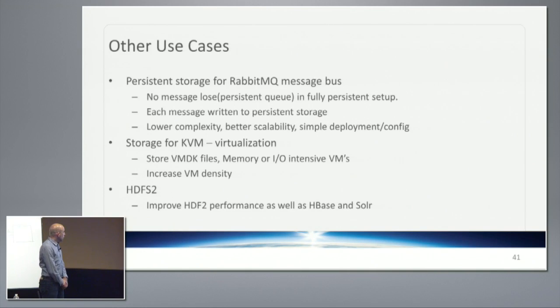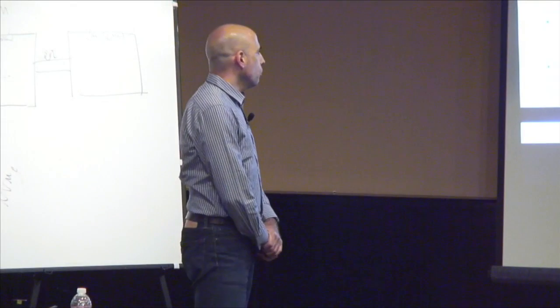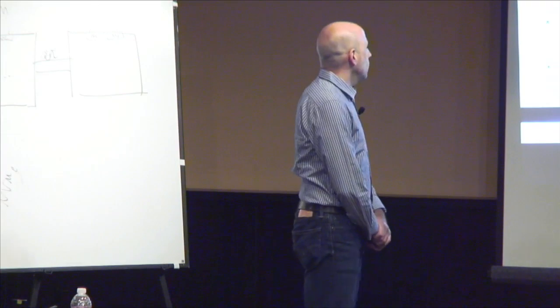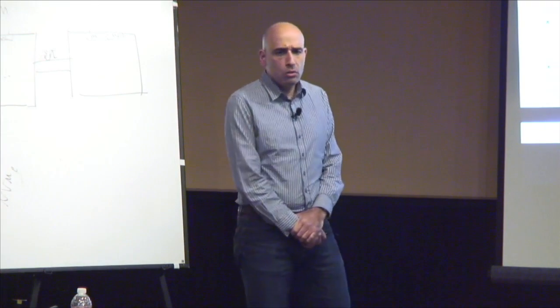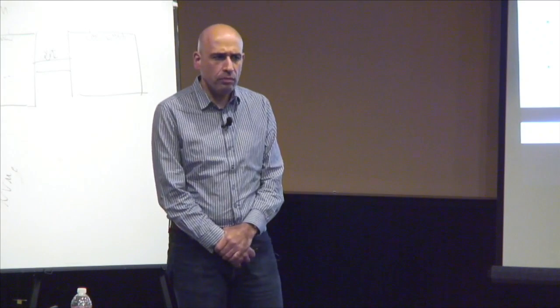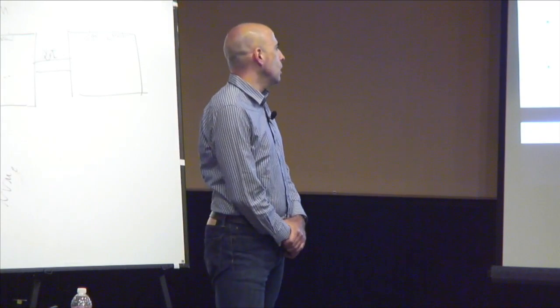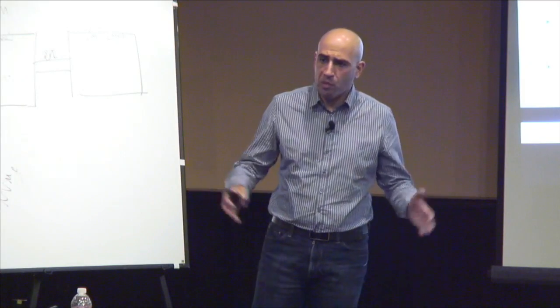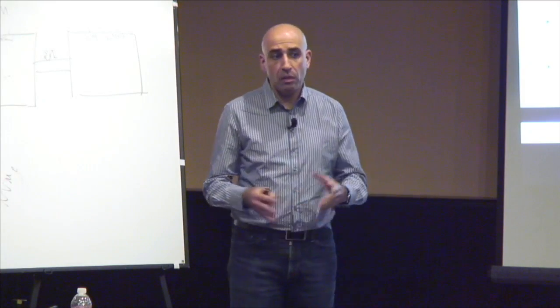Okay, we have other use cases. I'm not going to go through all of them, but RabbitMQ, which is a message queue, is very sensitive to storage latency. And we've been able to show, while maintaining persistency, again with NVDIMMs, an increased performance. KVM virtualization: by providing high-performance storage, we've been able to increase the VM density.